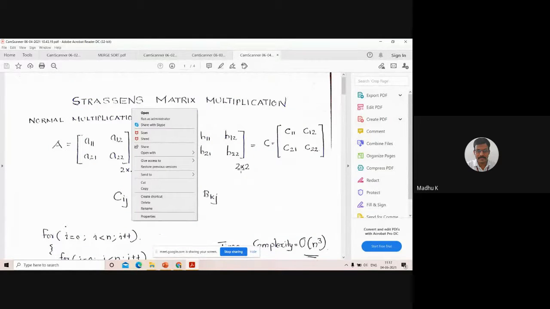Today we want to discuss Strassen's matrix multiplication. System slow, that's the problem. Wait.